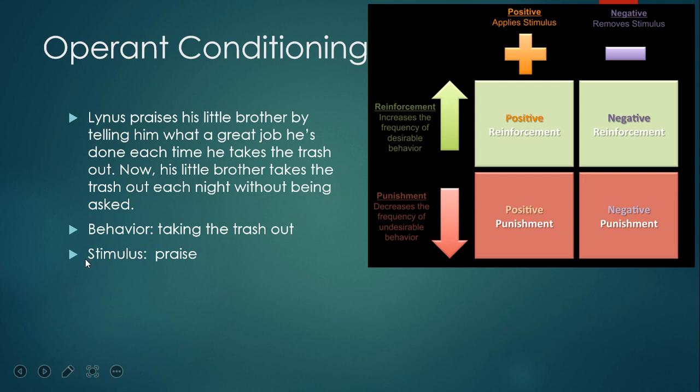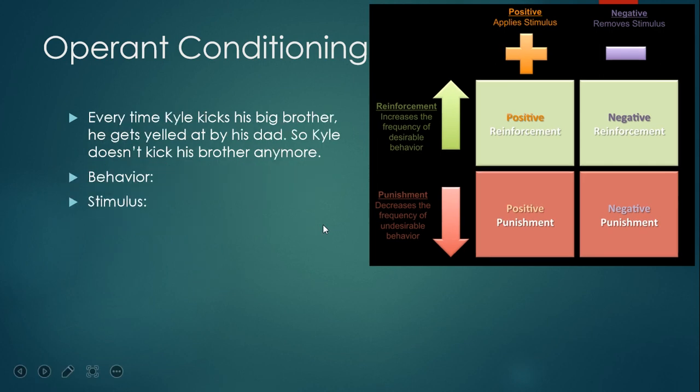Now on to the stimulus. Is it negative or is it positive? Praise. Is praise being added or is praise being taken away? Well, in this case, praise is being added. So now we know it's positive. So positive reinforcement. Little Linus Jr., or whatever his name is, is going to take that trash out more often because Big Brother Linus provided that praise.